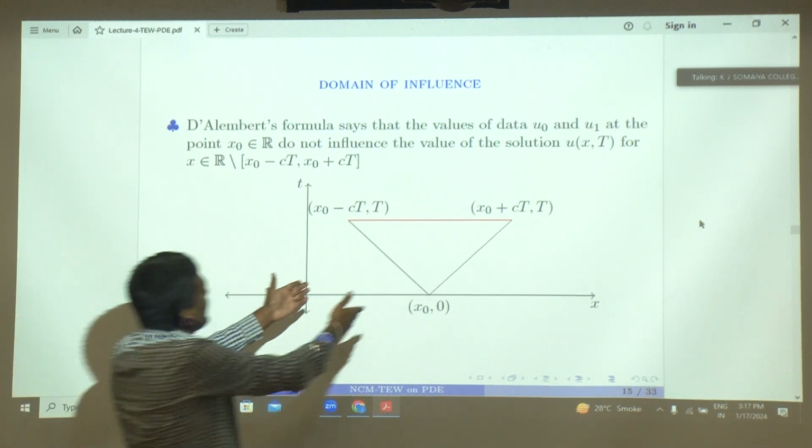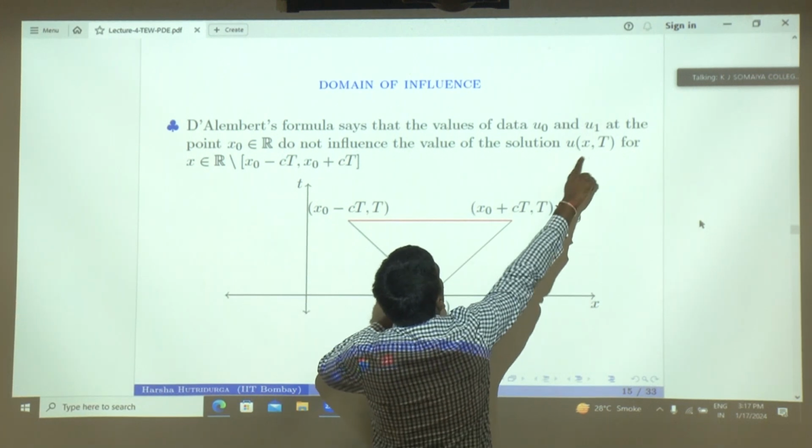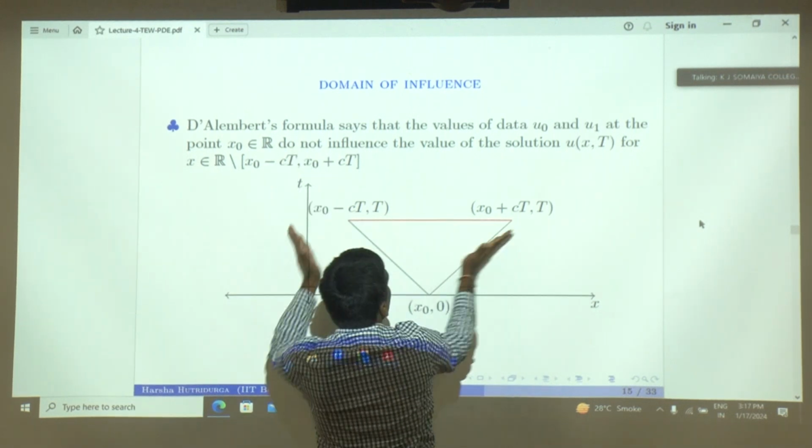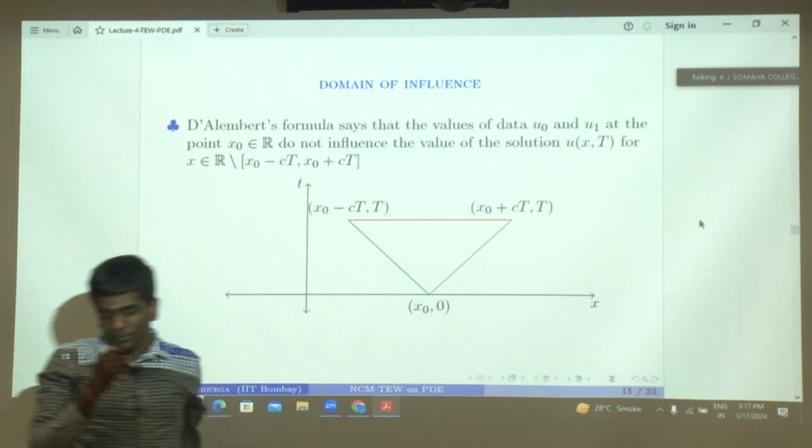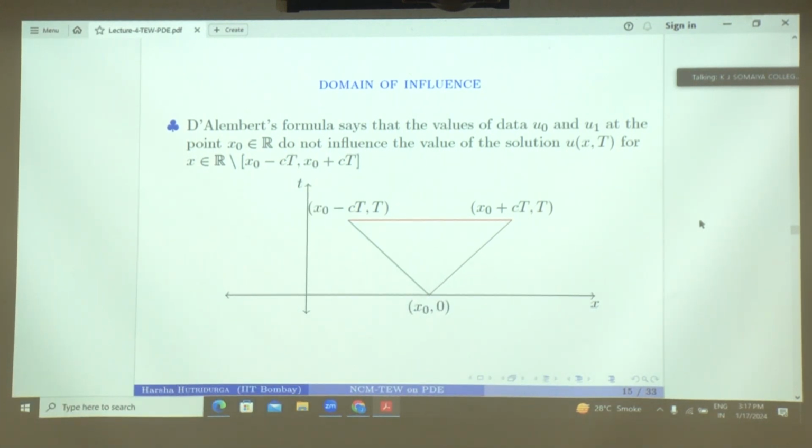And it can keep going like this. You see, this is the line of slope C, this is the line of slope minus C. It can keep going, and when you talk to people who do hyperbolic equations, they talk about light cone and all these things. In R2, your cone is a triangle.